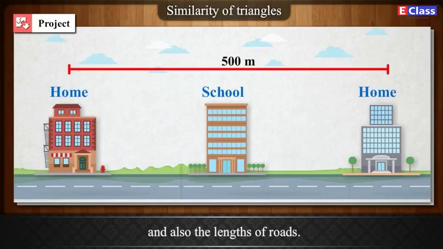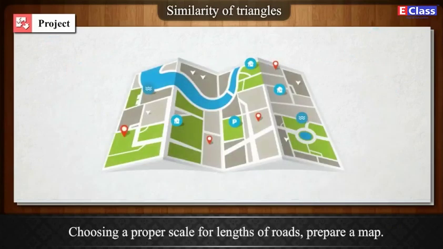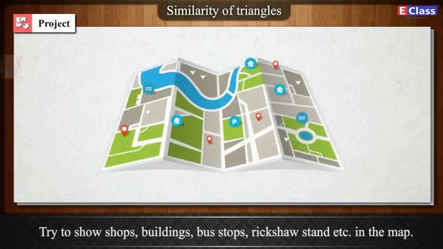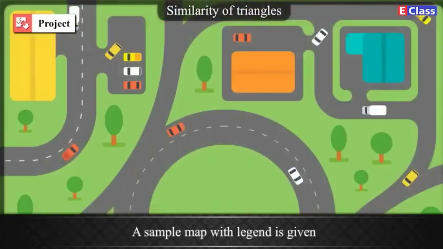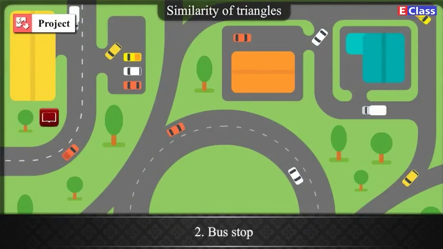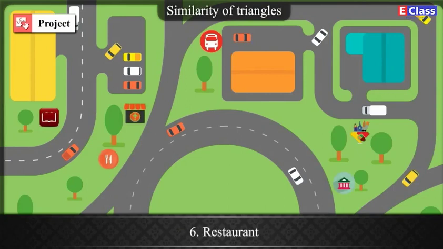You have to judge the measures of angles also where two roads meet each other. Choosing a proper scale for lengths of roads, prepare a map. Try to show shops, buildings, bus stops, rickshaw stand, etc. in the map. A sample map with legend is given. Legend. 1. Bookstore. 2. Bus stop. 3. Stationery shop. 4. Bank. 5. Medical store. 6. Restaurant. 7. Cycle shop.